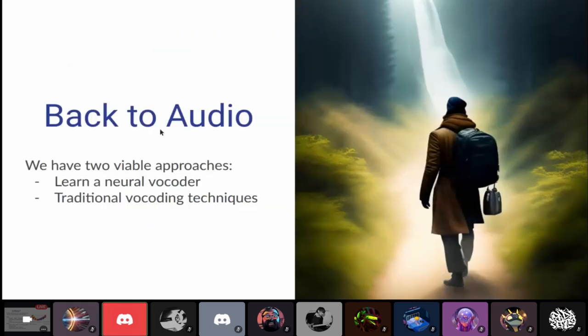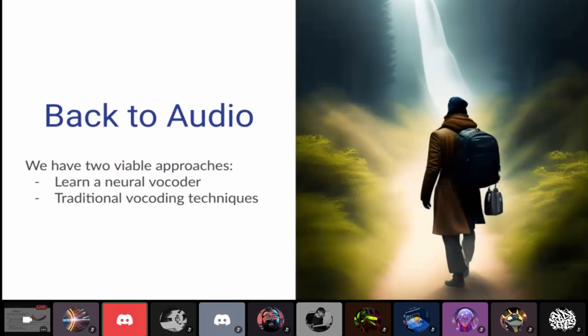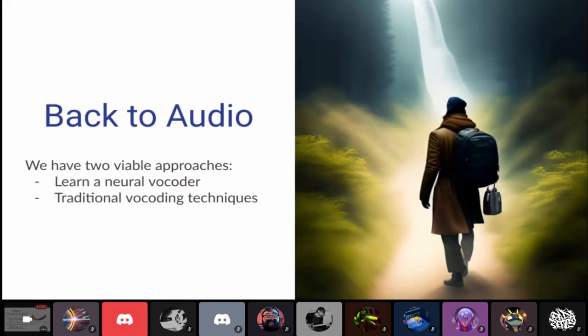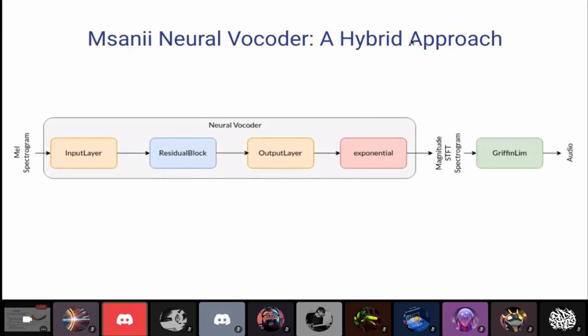So now how do you get back to audio? Remember that after sampling from our diffusion models, we now have a MEL spectrogram, but we need to go back to the audio waveform. We have two viable approaches. One, we can learn a neural vocoder, and two, we can use traditional vocoding techniques, where maybe it's just a simple matrix multiplication from the MEL spectrogram into the STFT, then using phase reconstruction techniques. So we propose to use a hybrid approach.